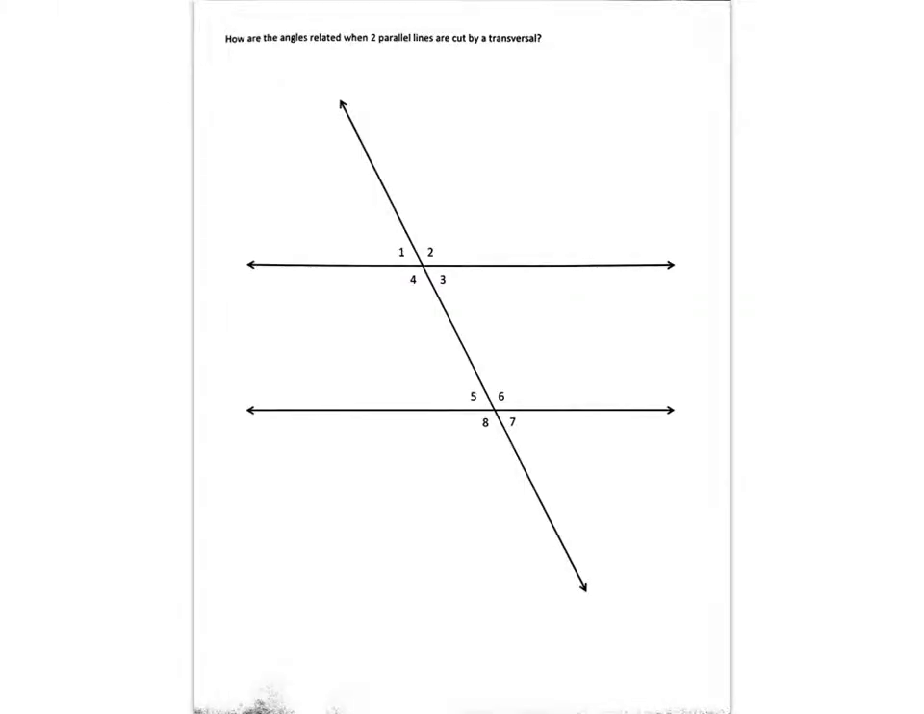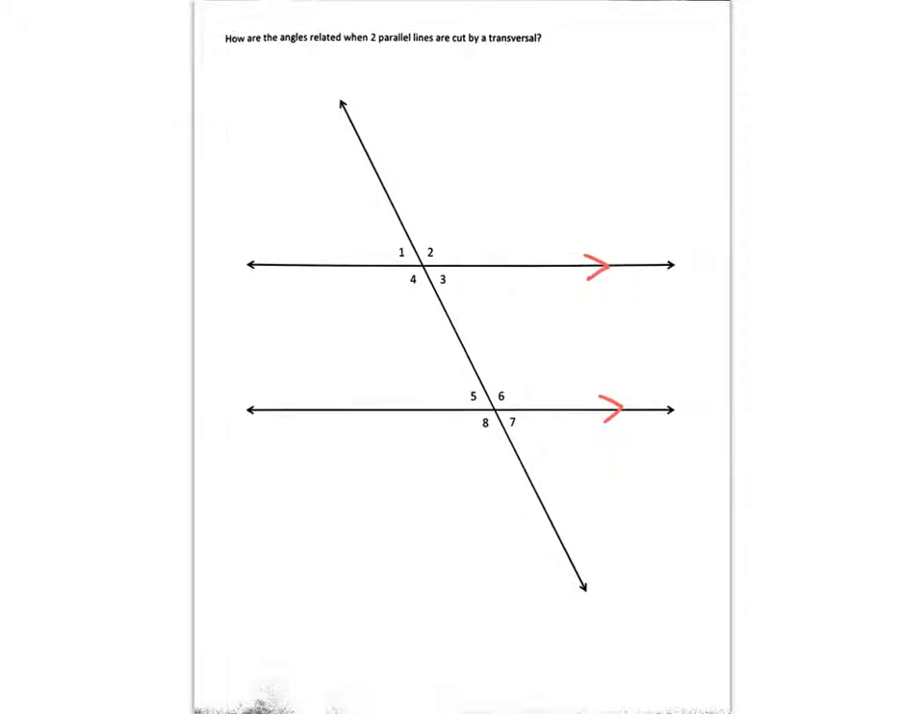Okay, here's the meat of this lesson. Here you'll see two parallel lines. And the way we mark parallel lines is with arrows that look like that. Parallel means that they're not going to intersect. The transversal is this other line, this line right here.